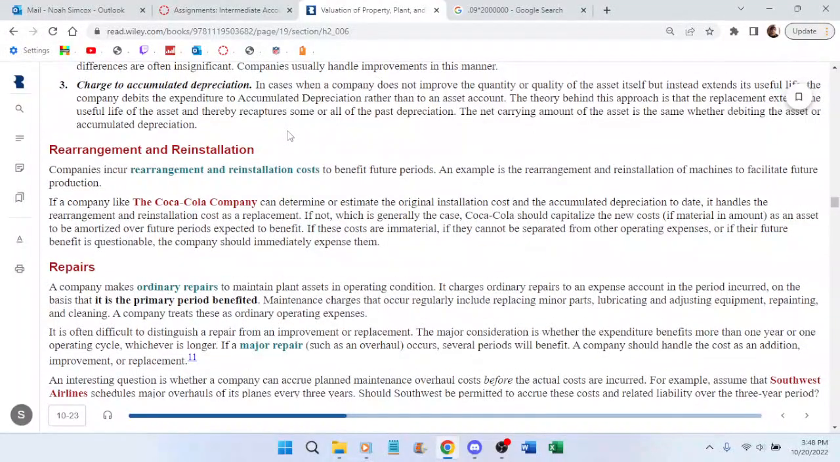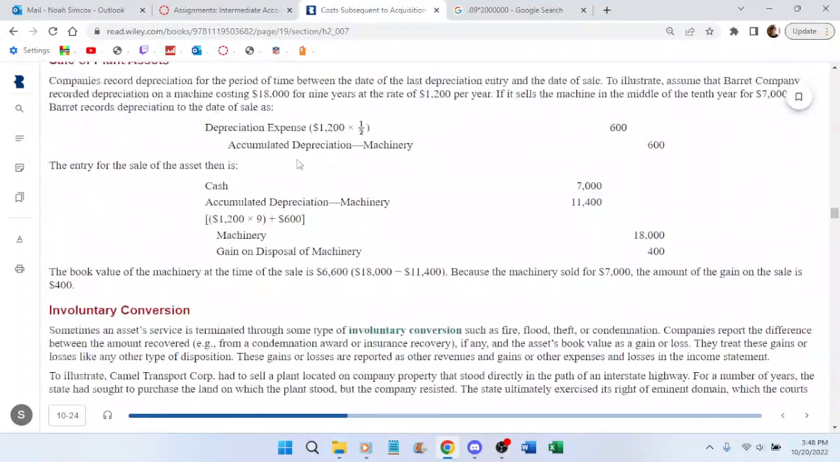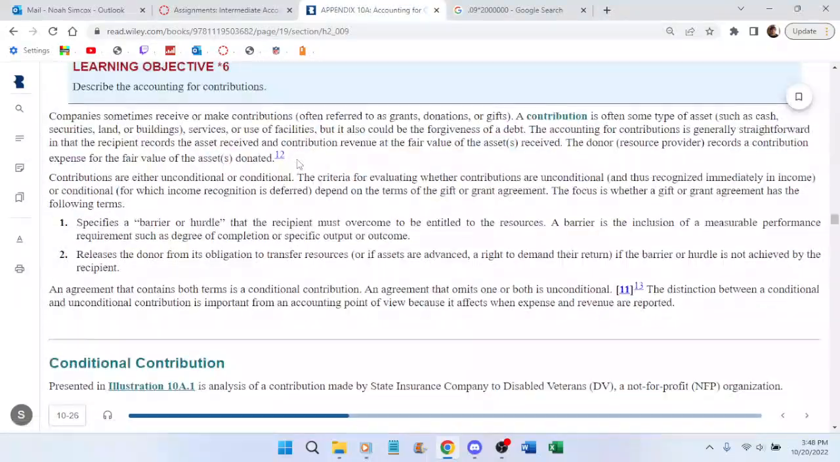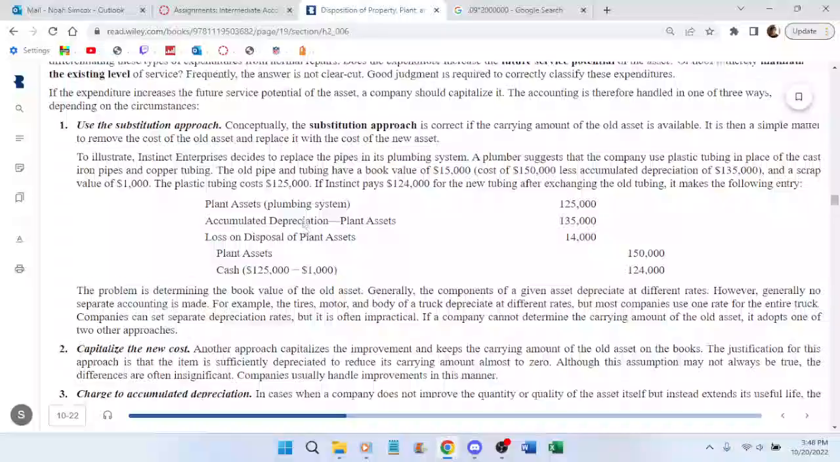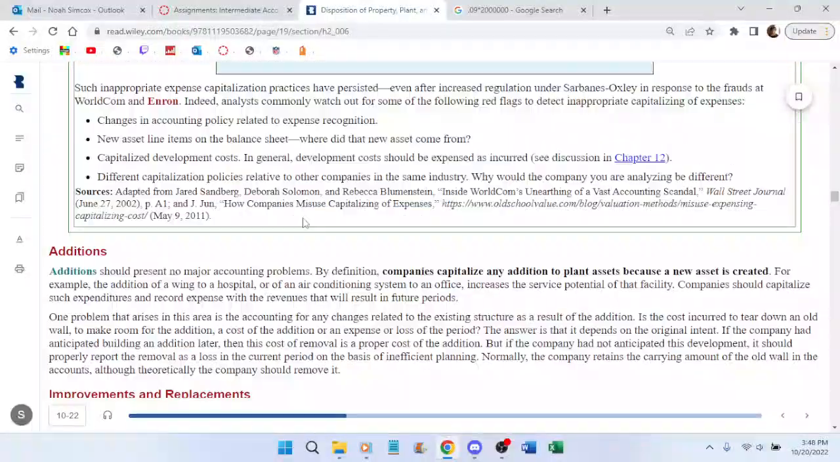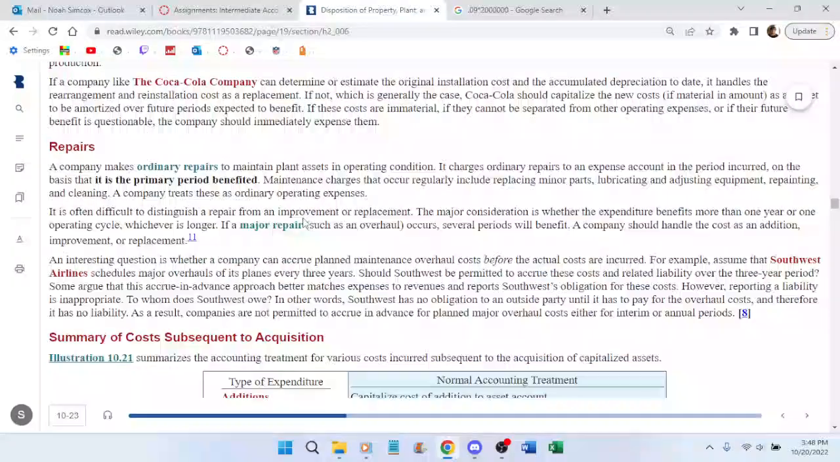Rearrangement and reinstallation. My brain. Am I mistaken about these learning objectives? No, I'm not. Because this learning objective is only 1 page long. Dang it. No, go back.